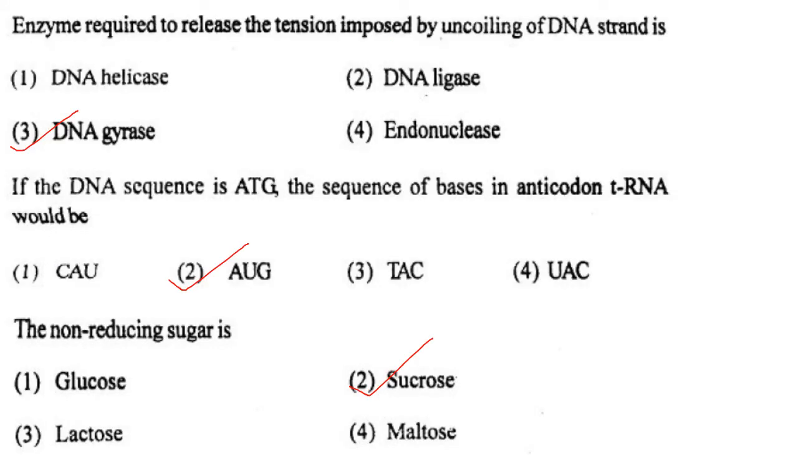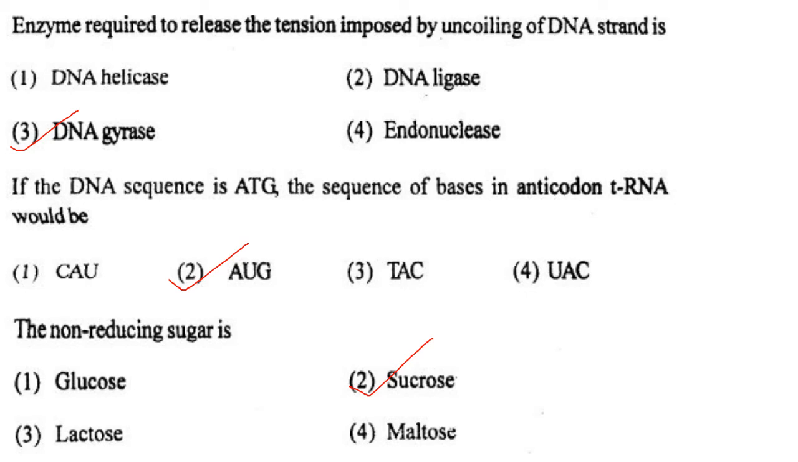Next one. Enzyme required to release the tension imposed by uncoiling of DNA strand is option 1 DNA helicase, 2 DNA ligase, 3 DNA gyrase, 4 endonuclease. Answer is DNA gyrase, option 3. If the DNA sequence is ATG, the sequence of bases in anticodon tRNA would be option 1 CAU, 2 AUG, 3 TAC, 4 UAC. Answer is option 2 AUG.